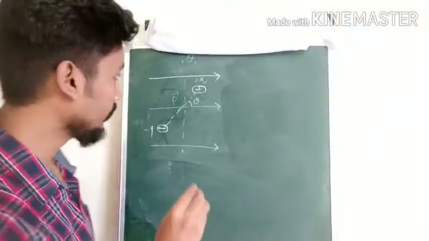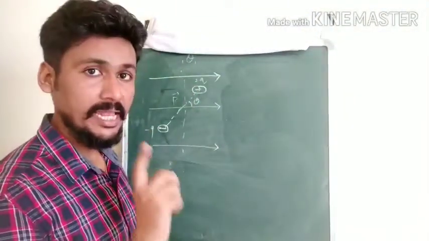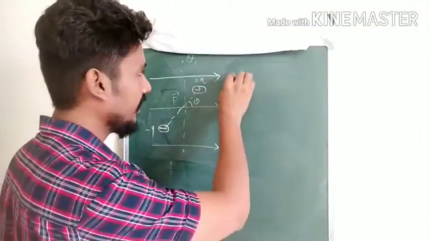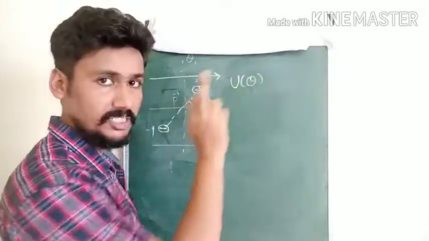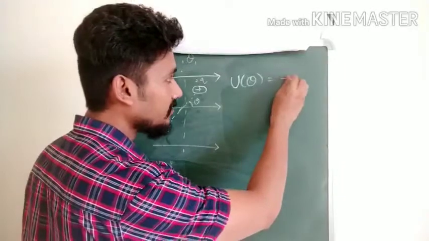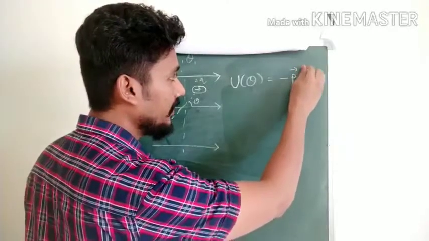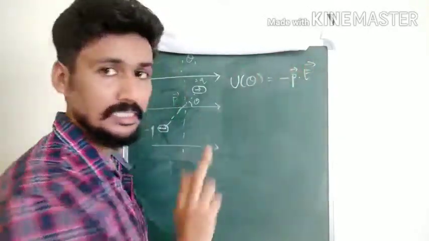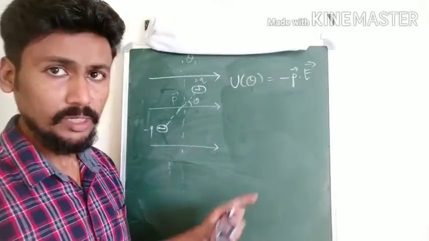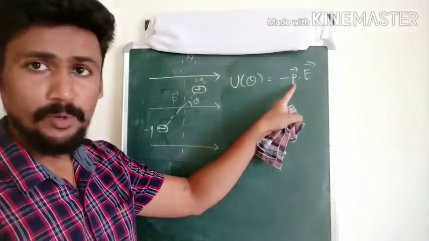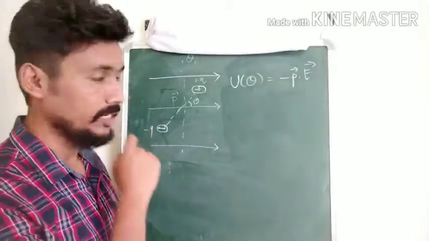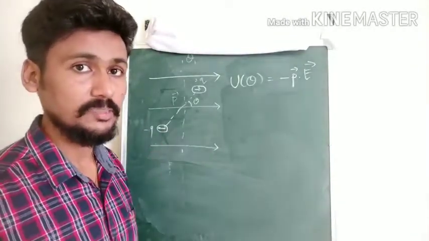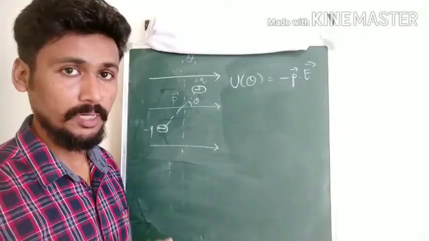So once again, the potential energy of the dipole, we can denote it by U. So U of theta, because it is a function of theta, can be written as minus P dot E. This is the formula. Okay, dot product of dipole moment vector and electric field. This formula is important. You can be asked numericals based on this particular formula.